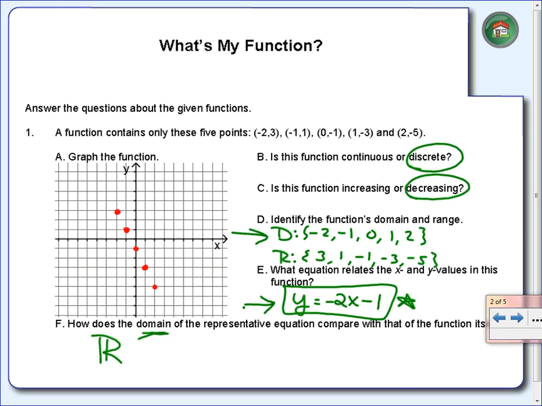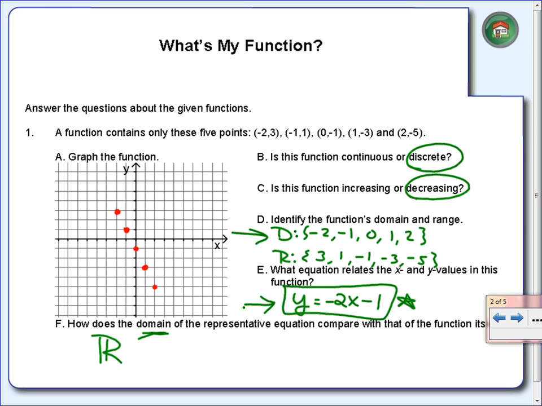But the domain for the function is, and then all we're going to do is write down these numbers that we had earlier. Okay, so -2, -1, 0, 1, and 2. So the domain for the function is -2, -1, 0, 1, 2.